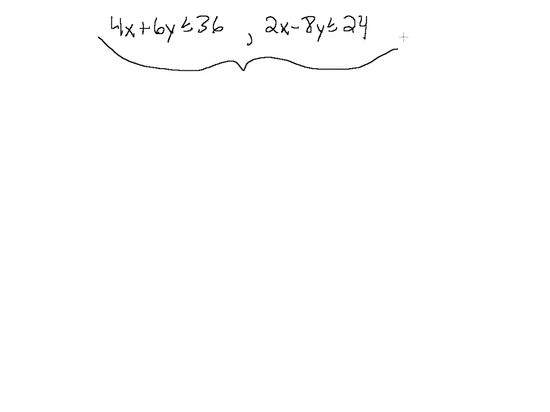In this section, we'll be graphing a system of linear inequalities. So let's take a look at the first example. Let's say we have 4x plus 6y is less than or equal to 36, and we have 2x minus 8y is less than or equal to 24. So this is our system of two linear inequalities.